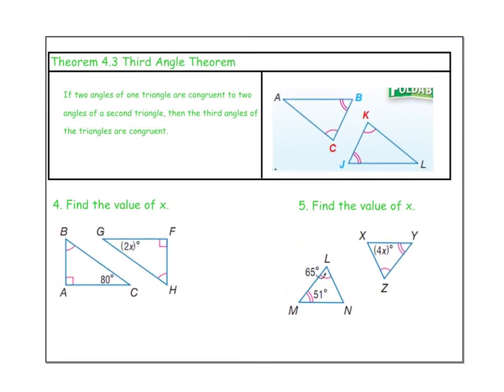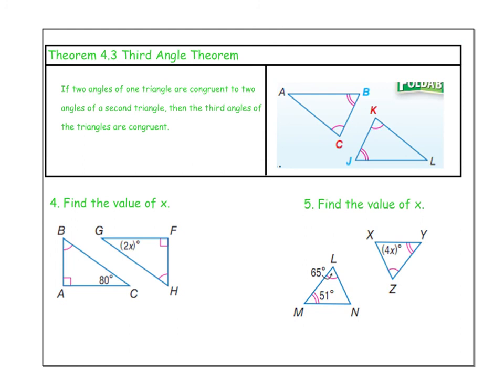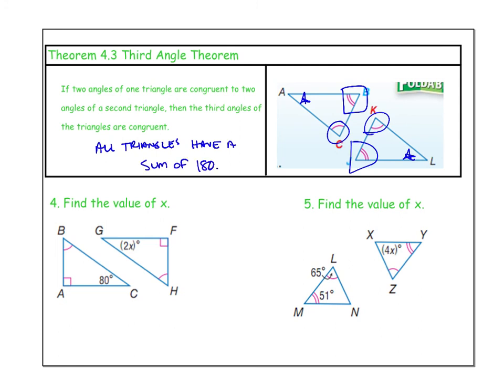Okay, so now this is kind of a feed off of a couple of the ideas we've spoken of before. All this is really saying is that if I have two sets of angles that are congruent, then by default, the last angle has got to be congruent. And that stems from the idea that all triangles have to have a sum of 180. This is a direct result of that. So, a simple idea to put into play.